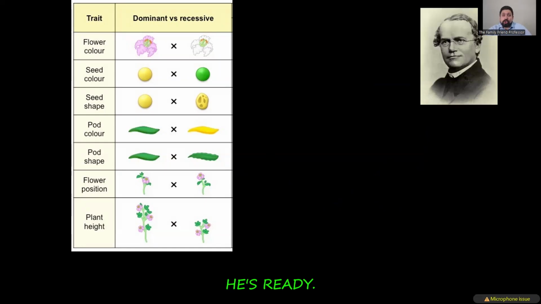Now he's ready. He has different types of peas, right? He has yellow peas, green peas. He can cross these and observe the babies, and observe the F1 generation, see how they look. He could cross smooth peas with wrinkled peas. He can cross flowers of different colors, different pod shapes, different things. So now Mendel is ready, and he's going to start with one of those 6 to 7 traits.